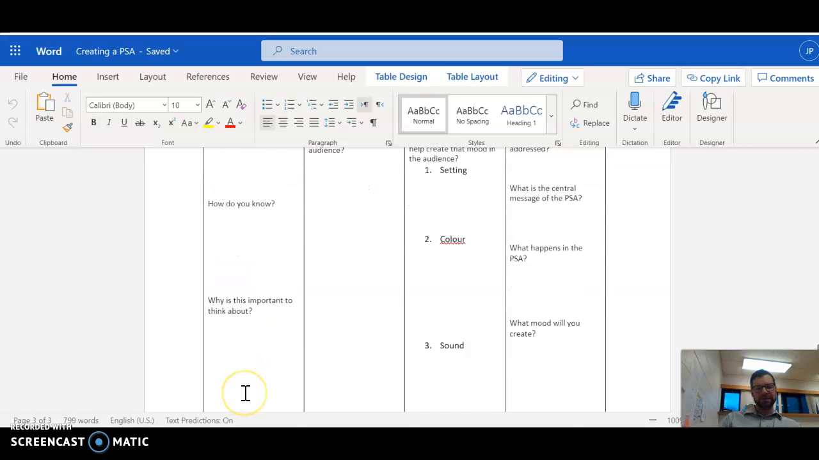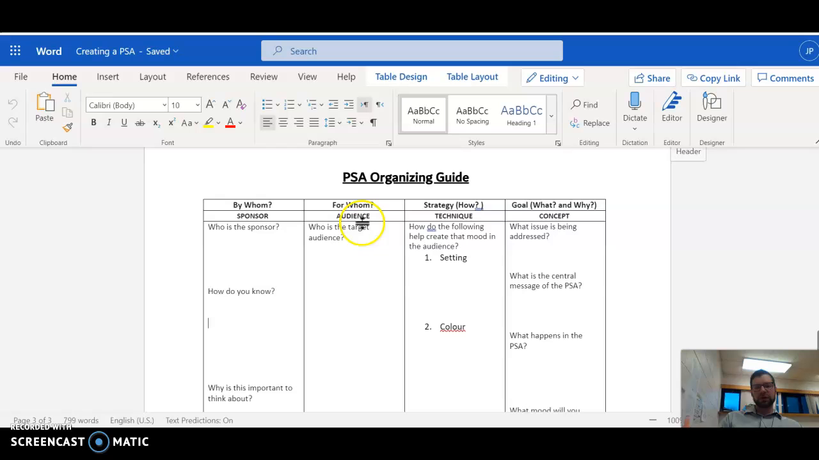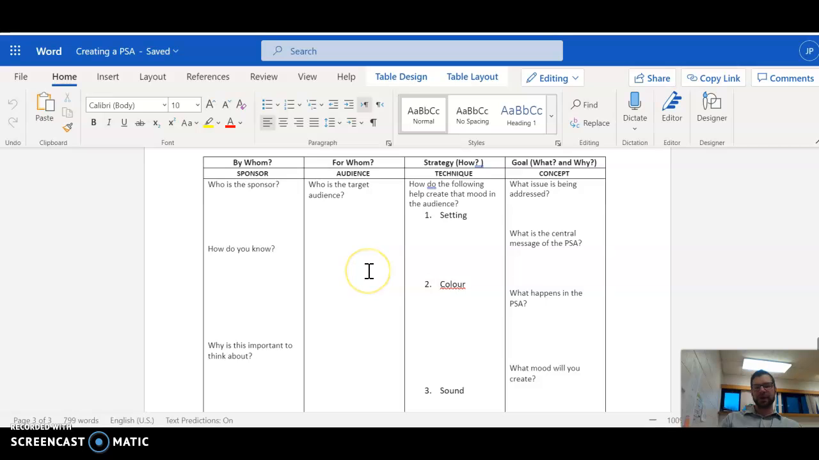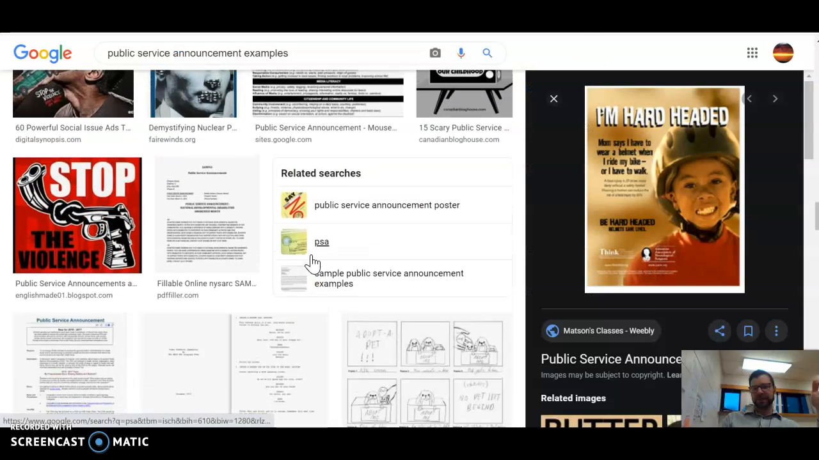How do you know? Why is it important to think about? So for whom? Audience. Who is the target audience? Is it for smokers? Is it for people who aren't eating healthy? Is it for teenagers? Is it for people that drive and have a cell phone? Technique. How do the following help create mood in the audience? So the setting, where is the picture going to be taking place? Colors are important. Going back here, this one, the background's blurred and you just see a kid wearing a bike helmet. So bright red, bold letters.